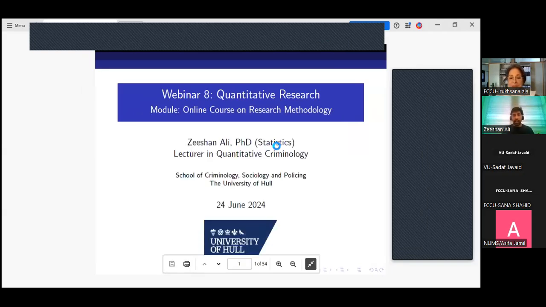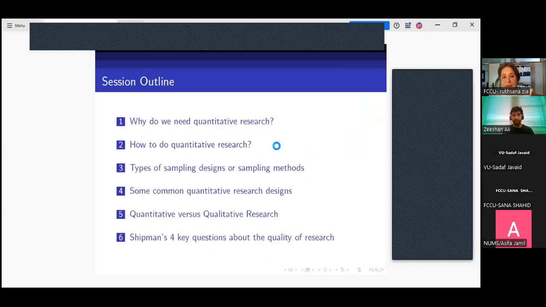So in today's session, I'll be talking about quantitative research. I have divided this session into six different parts. In the first two parts, we will focus primarily on quantitative research: why do we need it, and how to do it. Then in the third and fourth parts, I will describe the common sampling designs and the quantitative research designs. Then we move towards the difference between qualitative and quantitative research in the fifth part of this presentation. And lastly, we will look at the four key questions that are quite important when we look at the quality of the research.